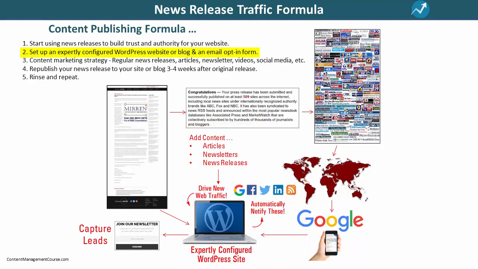As well as configuring your site to automatically drive traffic when new content is published, you also want to make sure that you have a newsletter or email opt-in form to capture emails from visitors. This way, you have a system for generating more traffic and new leads. Once these things are in place, you then focus on implementing a regular content marketing strategy. This should include things like sending out a monthly news release, posting articles on your blog, emailing newsletters to subscribers, publishing videos, and posting on social media.